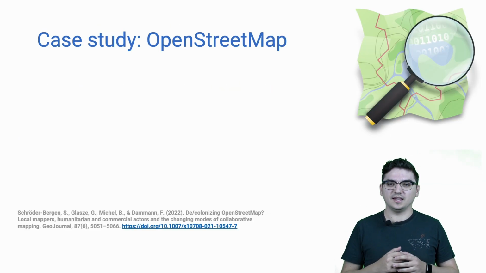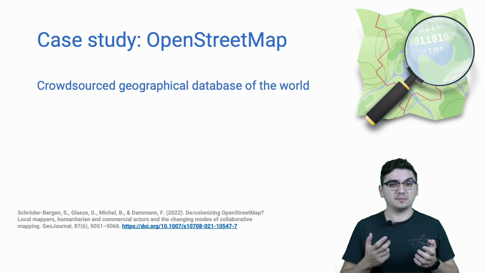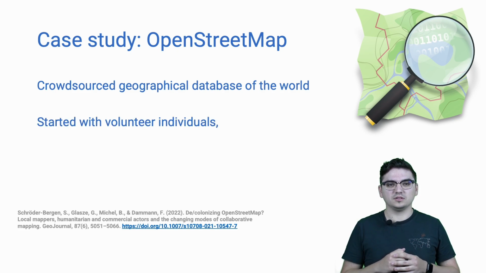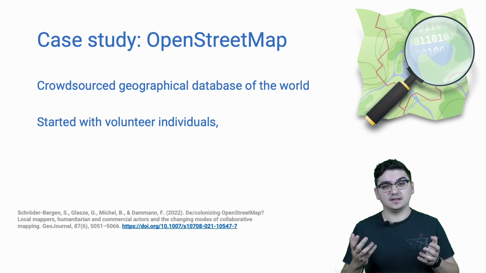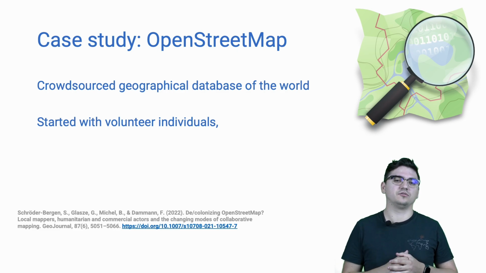We will look at a case study to understand the topic with an example of how users of open data deliver back to the ecosystem. OpenStreetMap is the most extensive crowdsourced geographical database of the world. It all started with volunteer individuals who contributed data by surveying their local area. As time passed, it became a global movement, with contributions from all corners, effectively creating a more diverse and detailed geographical representation of our world.